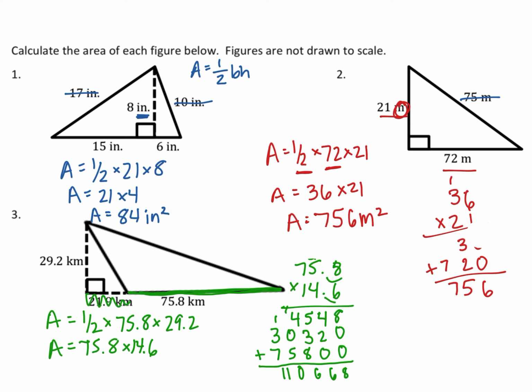We had 2 decimal places in our question, so 2 decimal places in our answer, which means the area is 1,106.68 kilometers squared.